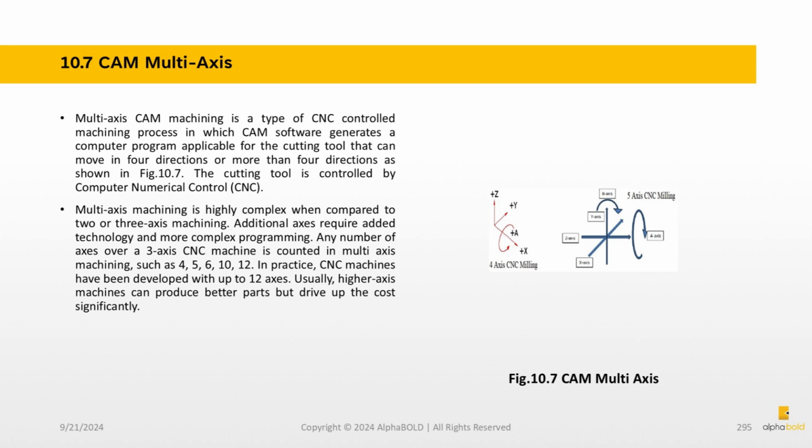Any number of axes over a 3-axis CNC machine is counted in multi-axis machining, such as 4, 5, 6, 10, 12. In practice, CNC machines have been developed with up to 12 axes. Usually, higher axis machines can produce better parts but drive up the cost significantly.